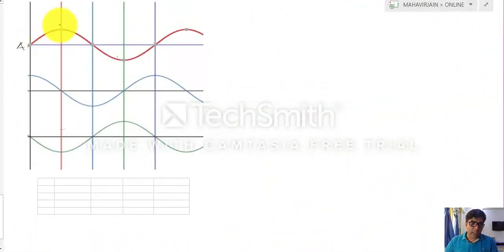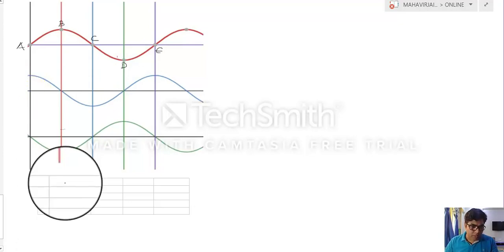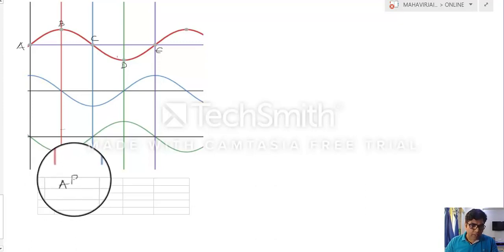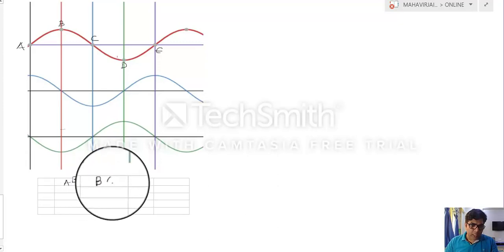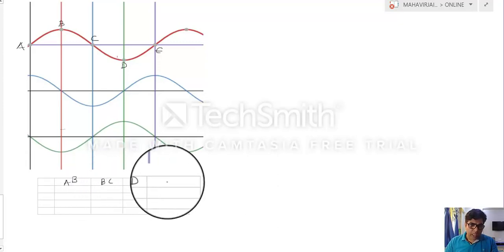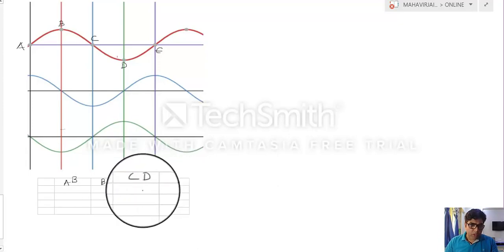So these are points A, B, C, D, E. Now, from A to B, the curve is increasing. Let me write that for our understanding also. Here we have a table. In this table, I'll say from A to B, so here we have AB, then comes BC, then CD, and last comes DE.